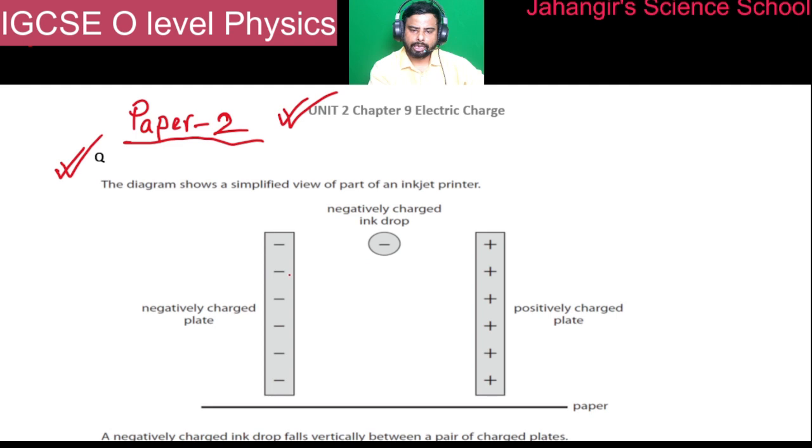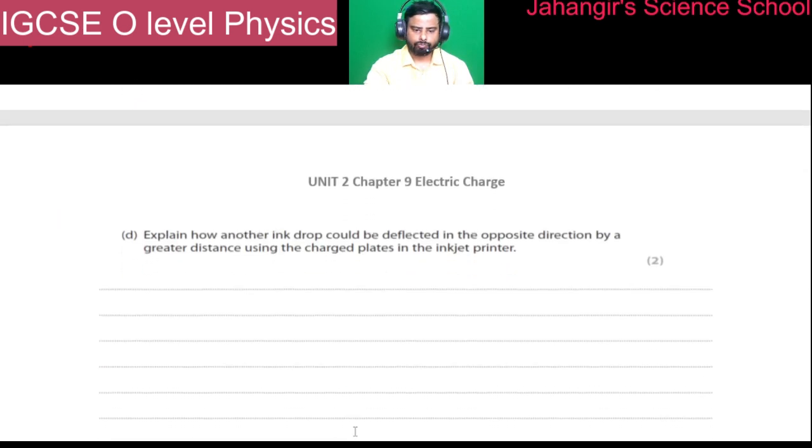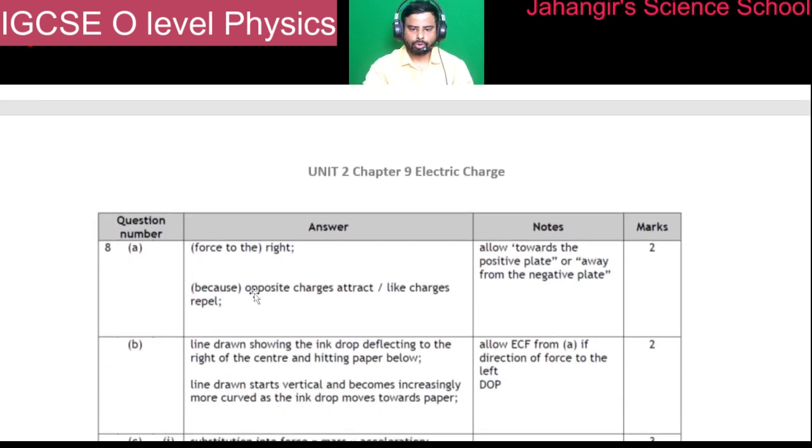So we know like charges repel each other and unlike charges attract each other. So the ink droplet moves right, towards the positive charged plate, because like charges repel each other and unlike charges attract each other. So the correct answer is force to the right. The ink droplet experiences force to the right direction because opposite charges attract and like charges repel.